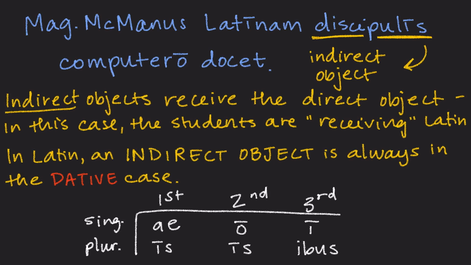Of course, discipulis can either be first or second declension depending on the gender of the students. So it is the same for both. Here we have is in the first and is in the second declension. Both of those are dative discipulis.